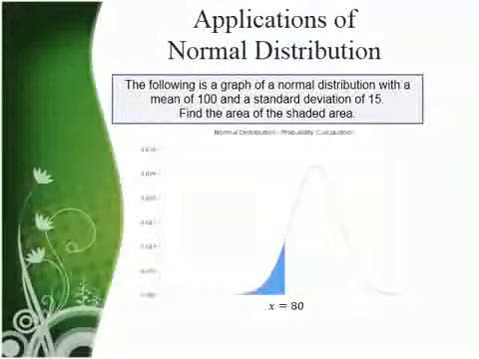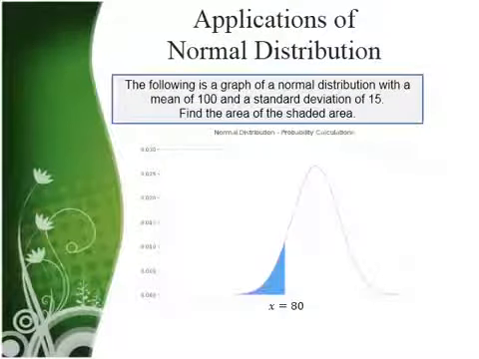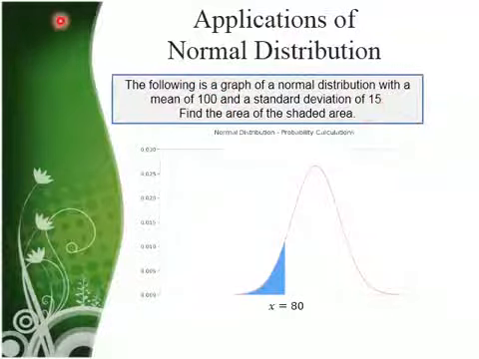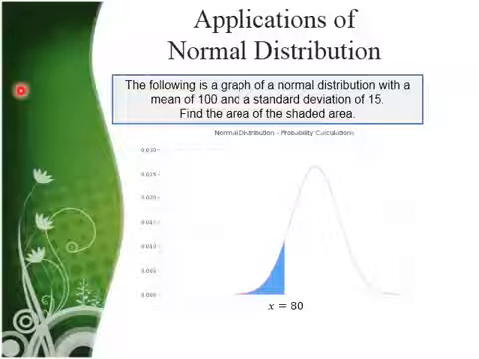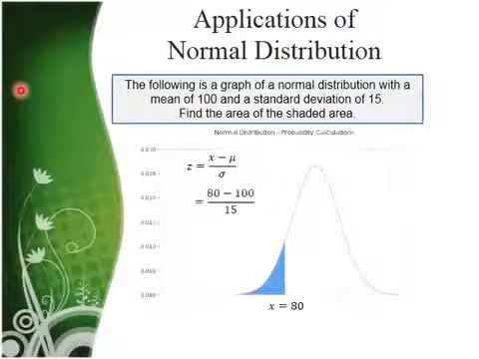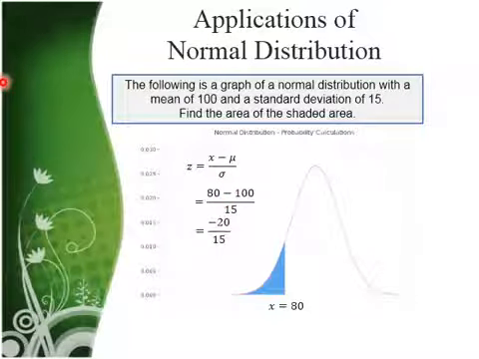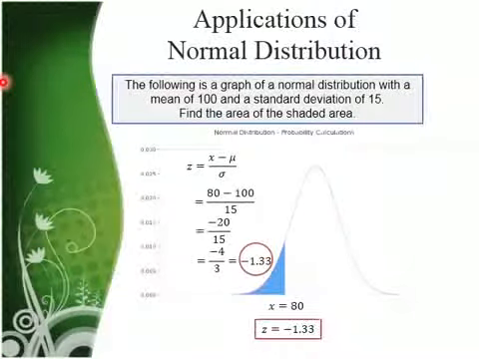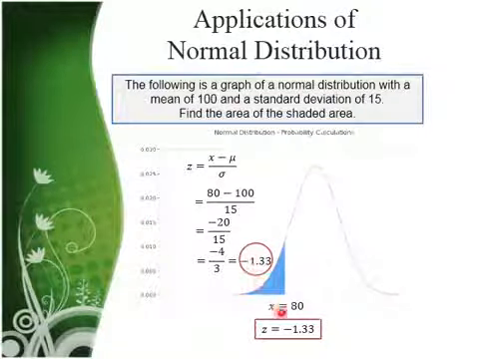Let's take a look at another example. So now I want to find the area to the left of 80 in this case. But it's the same normal distribution with a mean of 100 and a standard deviation of 15. So I have to compute the z-score now for 80 using the same formula I did before. So this time my x is 80, my mean is still 100, and my standard deviation is still 15. So that gets me a z-score of negative 1.33. So now I'll go back to my table and find the area to the left of negative 1.33, and that will tell me the area to the left of 80.